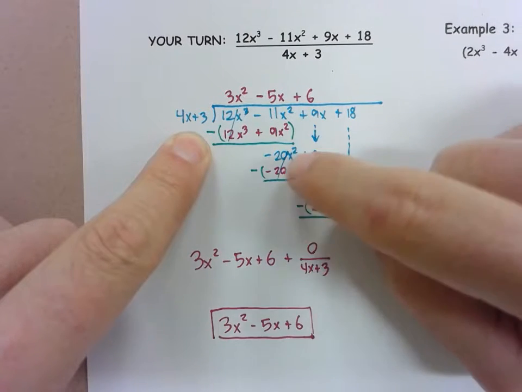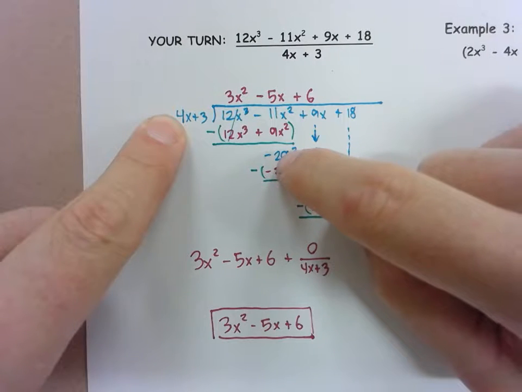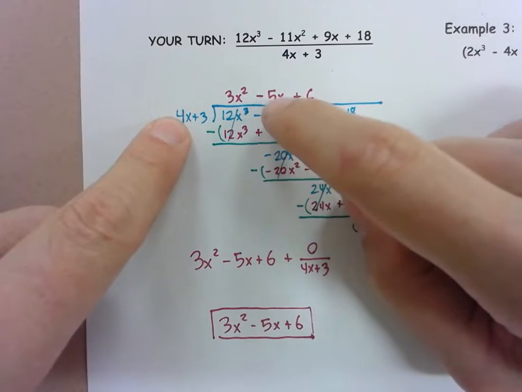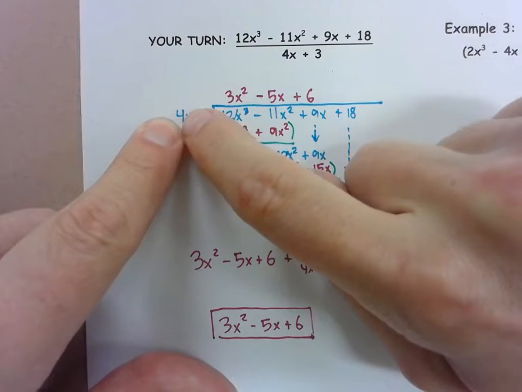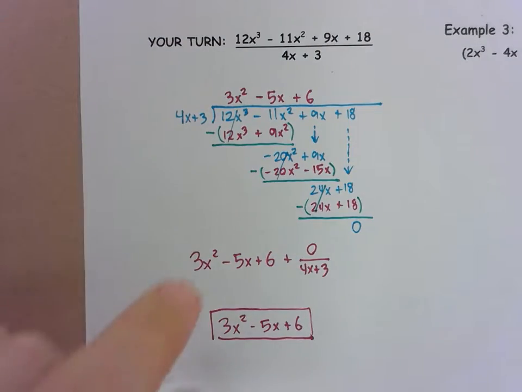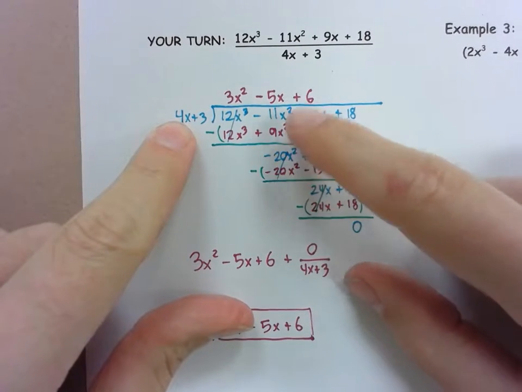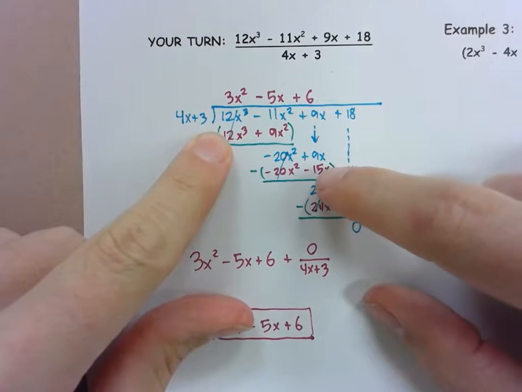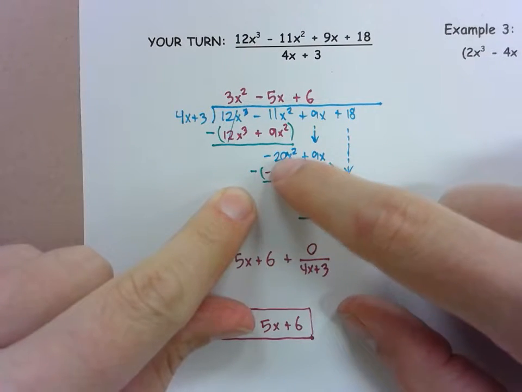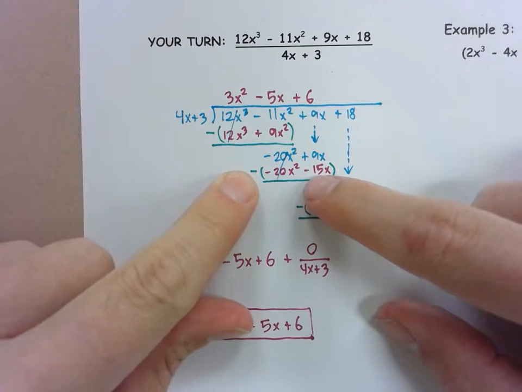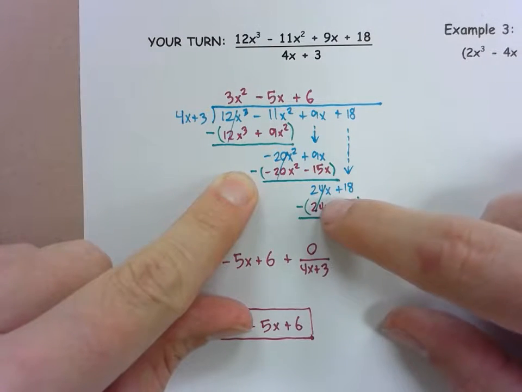Bring down the 9x. 4x times negative 5x will give you negative 20x squared. So multiply that negative 5x times 4x, which is negative 20x squared. Negative 5x times 3 is negative 15x. Subtract. The minusing the negative will cancel that out. Two negatives here make a positive, so it's really 9 plus 15. Bring down the x. 9 and 15 is 24.